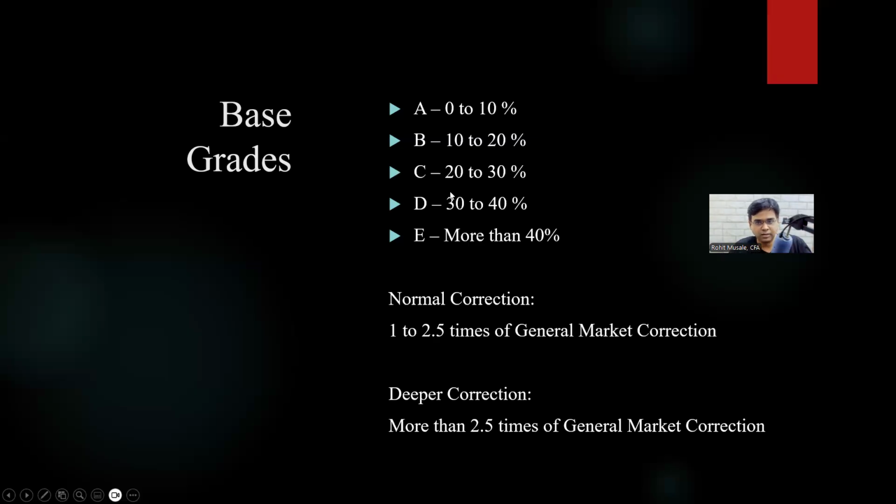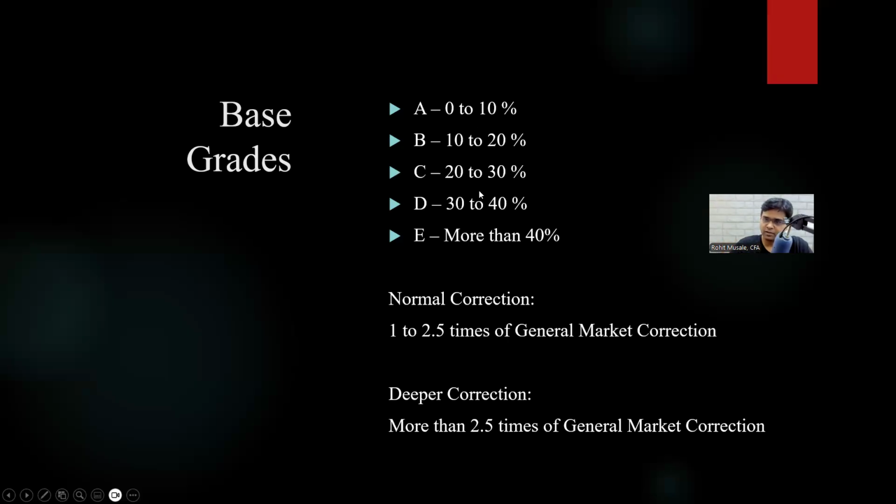Maybe it fell down that much because the general market itself was in a correction. So if the market falls like 5% and the stock falls like 25%, that is more than 2.5 times the correction of the general market. That's a deeper correction. That's a poor base. So, two things you need to understand on a standalone basis without even looking at the market.